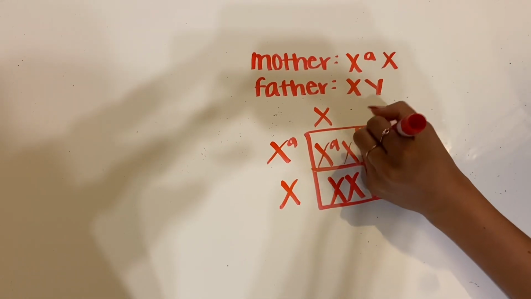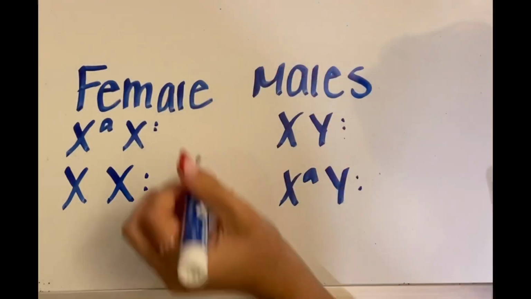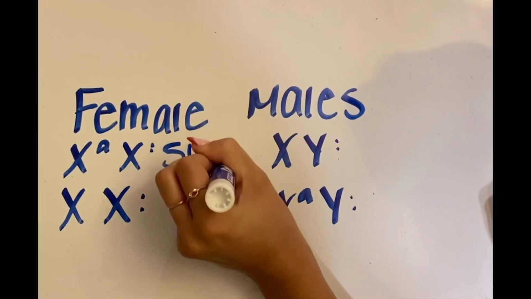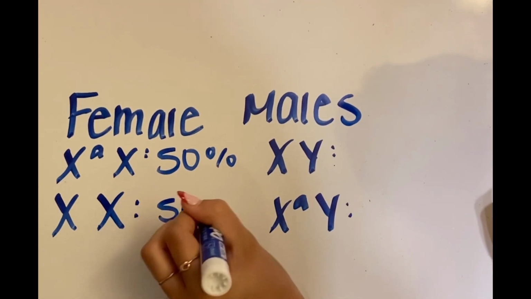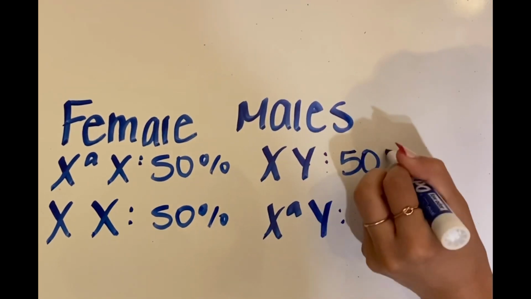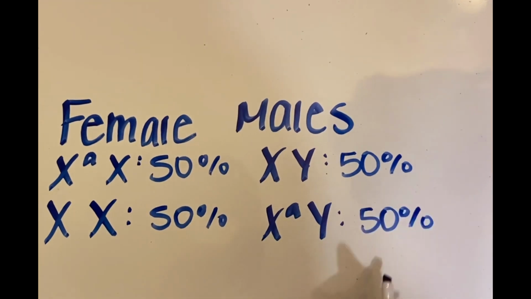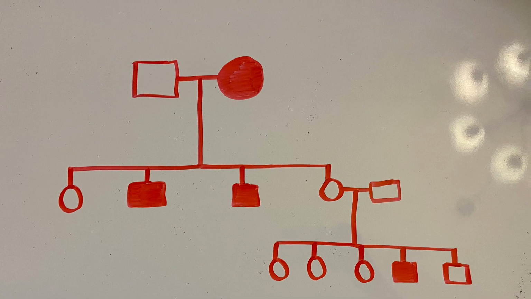A Punnett square is a square diagram that is used to predict the genotypes of a particular cross or breeding experiment. When completing the diagram, it shows that there is a 50% chance that the daughter could be a carrier and a 50% chance that the daughter is unaffected. And there is a 50% chance the son is colorblind and a 50% chance the son is unaffected. In my family, one of my brothers is affected by the disease.